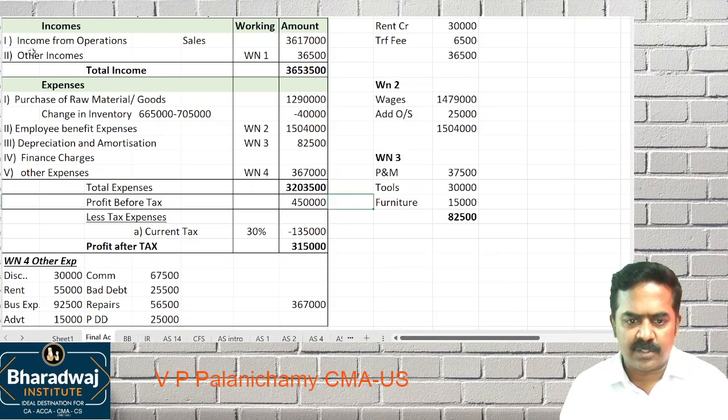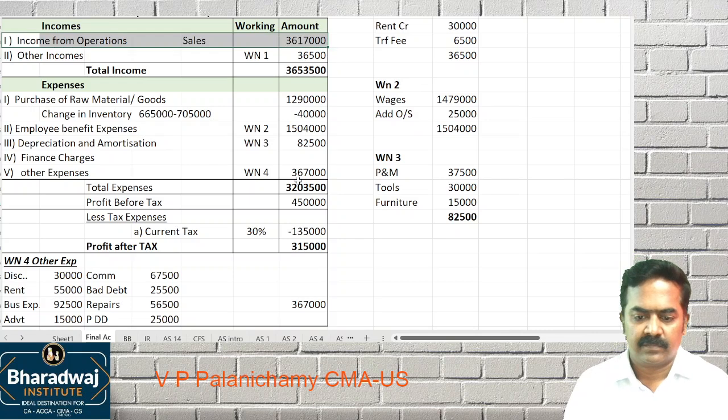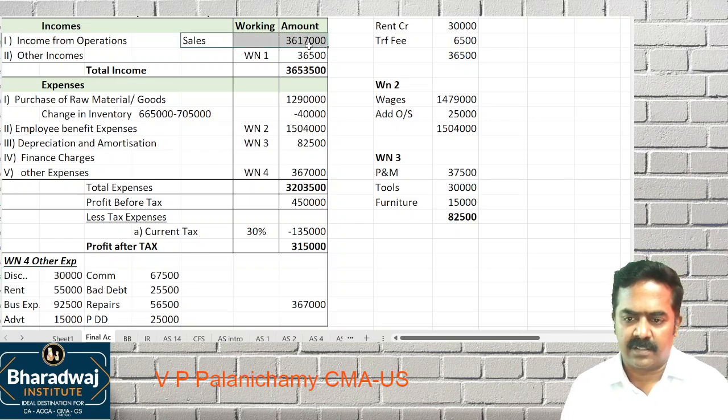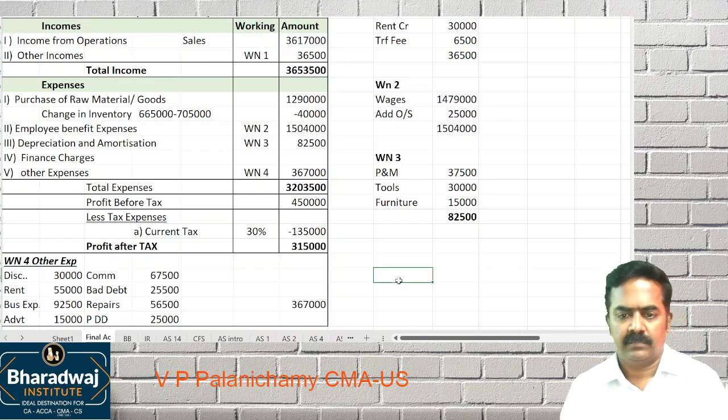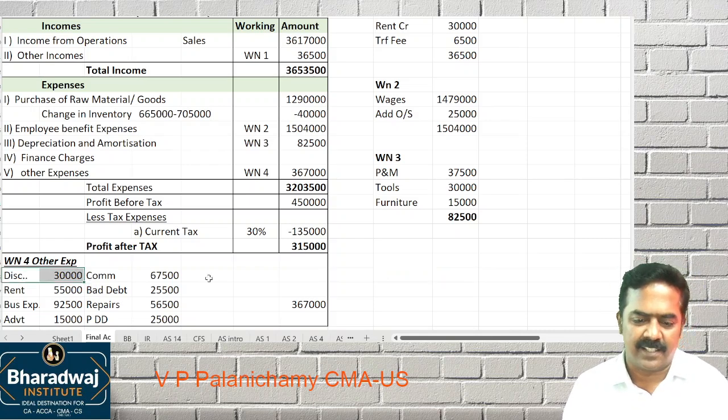No, this discount is given for prompt payment. This discount, other expenses, discount allowed is given for prompt payment, so you cannot adjust that. But some authors are of the view that discount is allowed on sales, so we reduce it from the margin. So discount should be taken as other expense only.